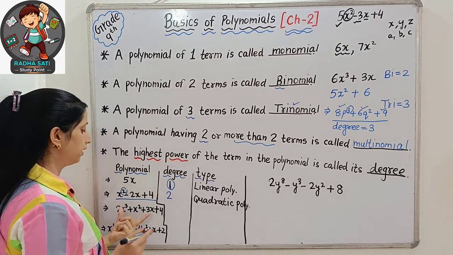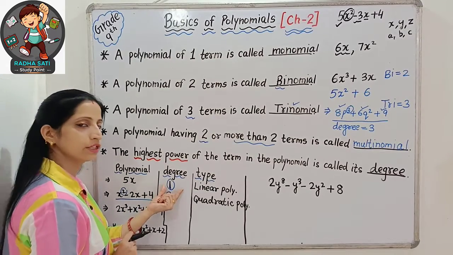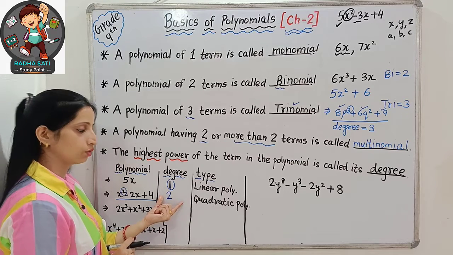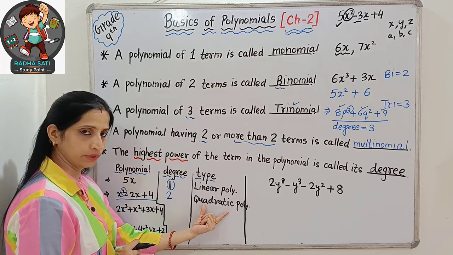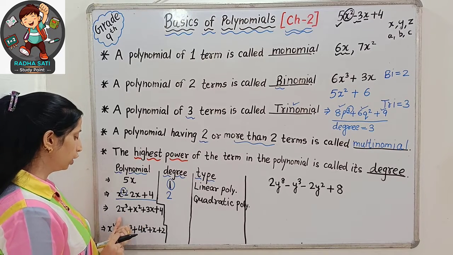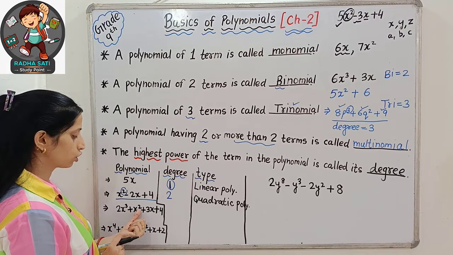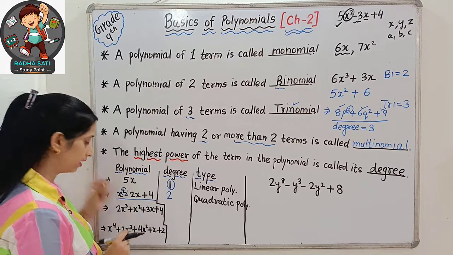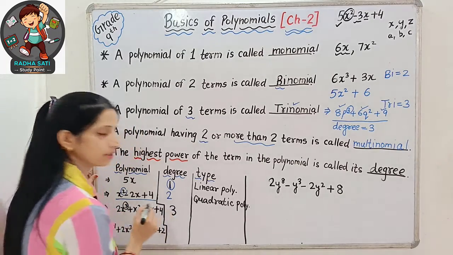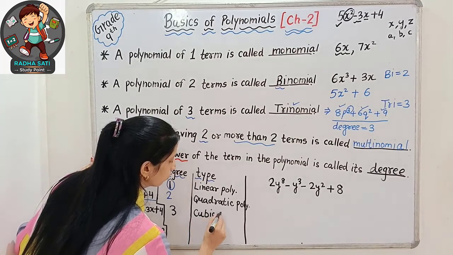Okay. Now, when the degree of a polynomial is 3, so when the degree is 1, we call it linear polynomial. When the degree is 2, we call it quadratic polynomial. When the degree is 3, so just check the degree, 2x cube, what is the power of x? 3. Here the power of x is 2, here the power of x is only 1. So the highest power is 3. Hence the degree will be 3 and we call it cubic polynomial.